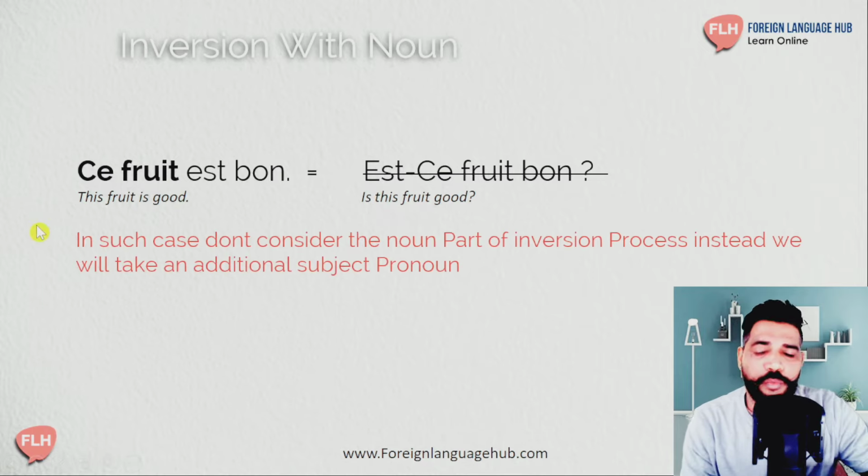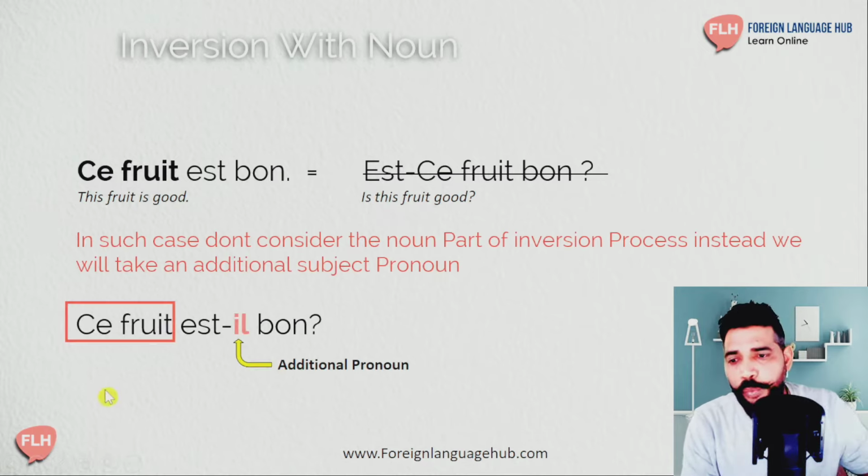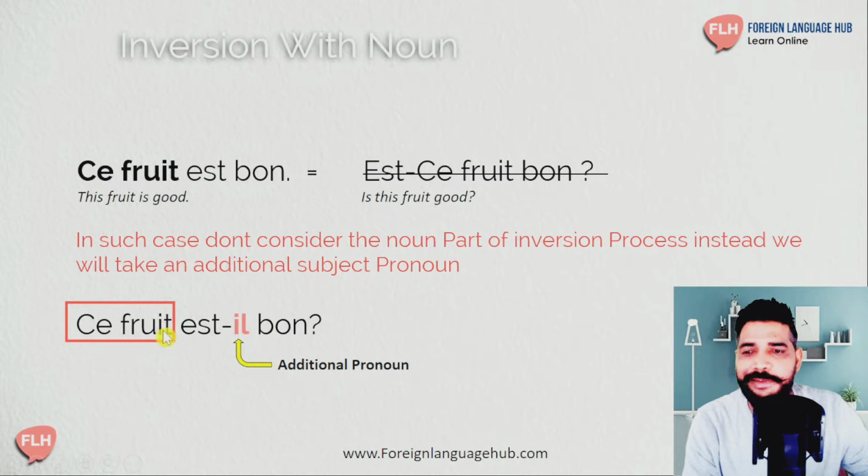So in such a case, we follow this approach. We leave the noun as it is. We don't make any change in the syntax of it, but we put an extra subject pronoun for this particular noun after the verb, and that's how it becomes a question. Ce fruit est-il bon? This will be the correct way of making it. Now we'll see some examples to understand it better.